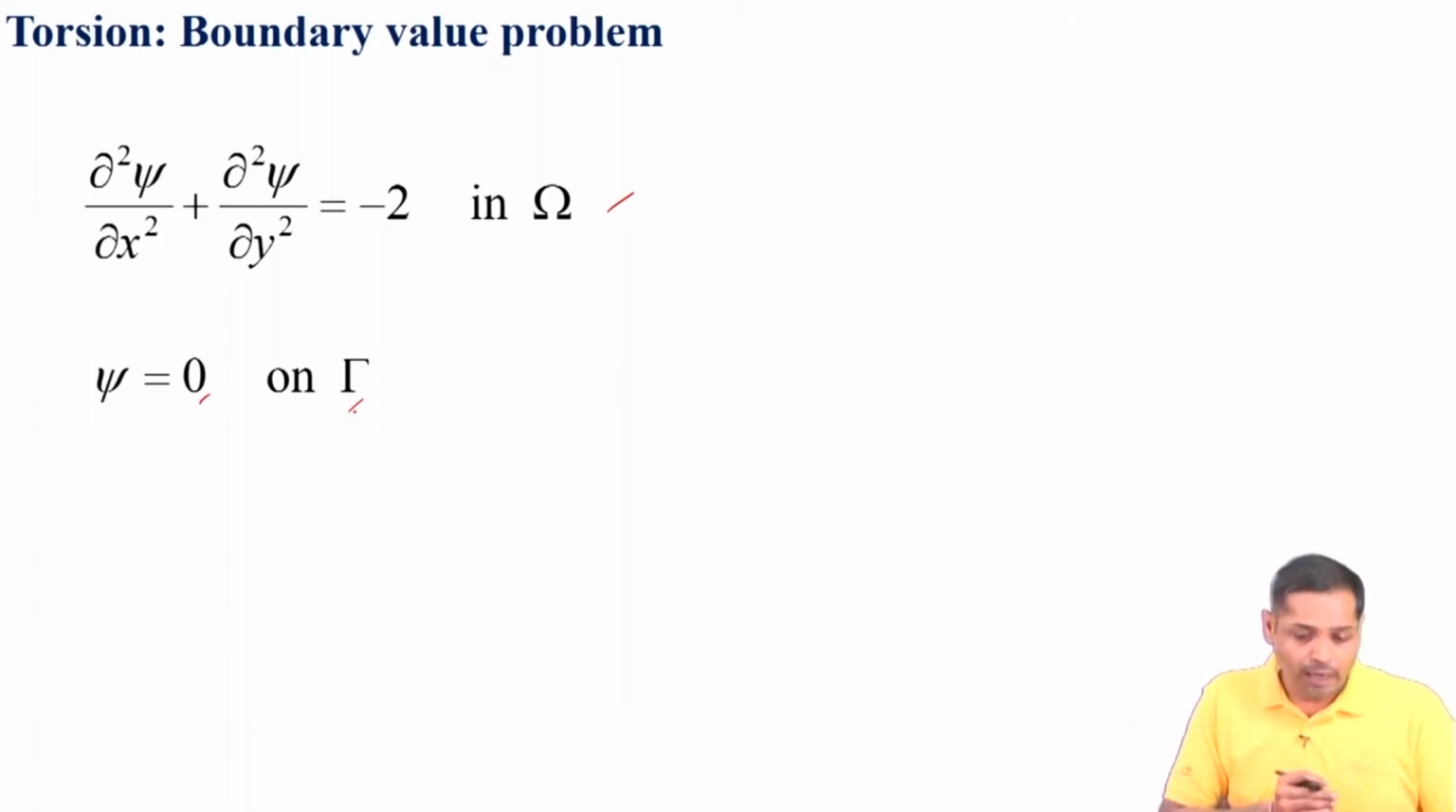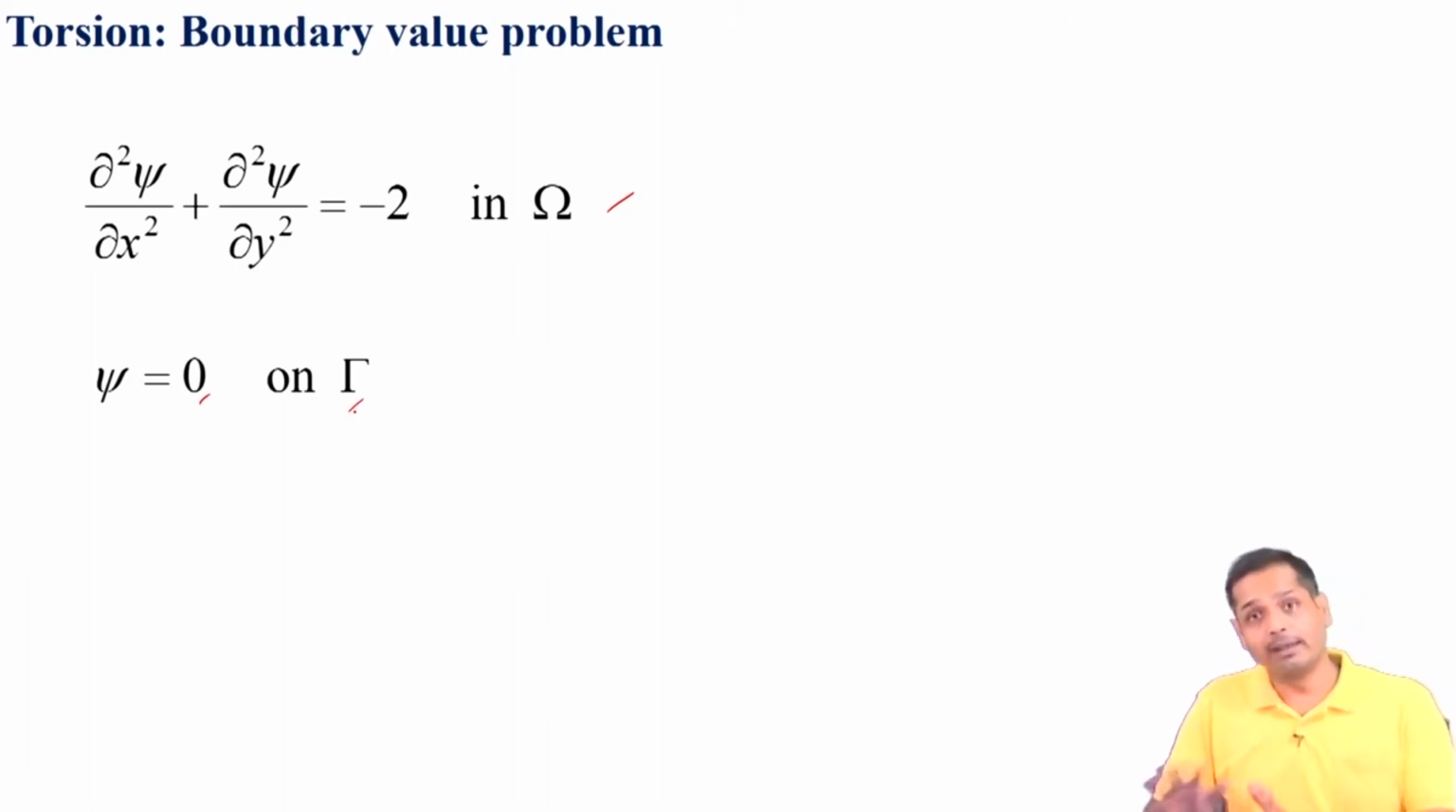Now with this background, we will not go into the finite element formulation, the weak formulation, because we have already seen what the weak formulation is for Poisson's equation. We will straight away take an example and then try to get the solution using the finite element method.